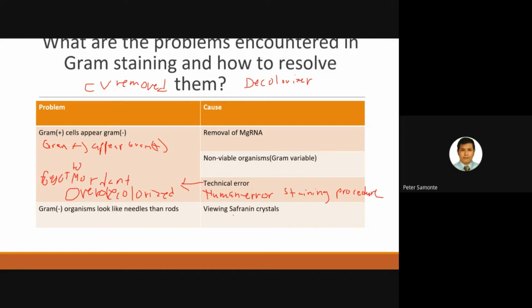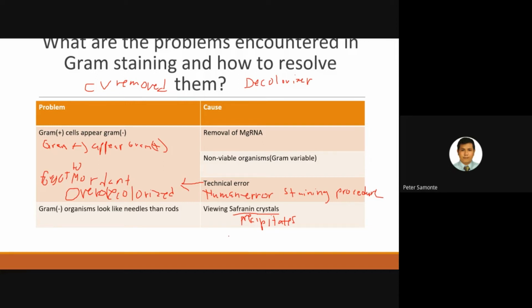Then we also have gram negative organisms looking like needles than rods. So we have your so-called safranin crystals, class. So these are precipitates. So again, remember you have to filter. Ito yung sinasabi kong erroneous results, class, na pwede nyong ma-encounter. We have your safranin crystals wherein there would be precipitates of safranin crystals.